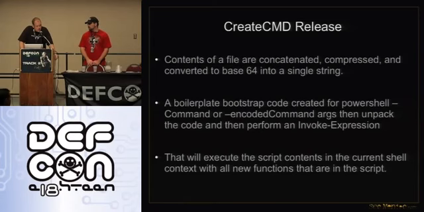So the create command, we'll be releasing the tool. It's also on secmaniac.com. Basically, the contents of the file are concatenated, compressed, and converted to a base 64 string. The boilerplate bootstrap is created using specific calls, encoded command, and command, to basically use invoke expression for executing our payload on the system. So basically what this essentially allows you to do is take any PowerShell script you want, execute it, bypass all the execution restriction policies, and allow you to run whatever you want on the system itself.